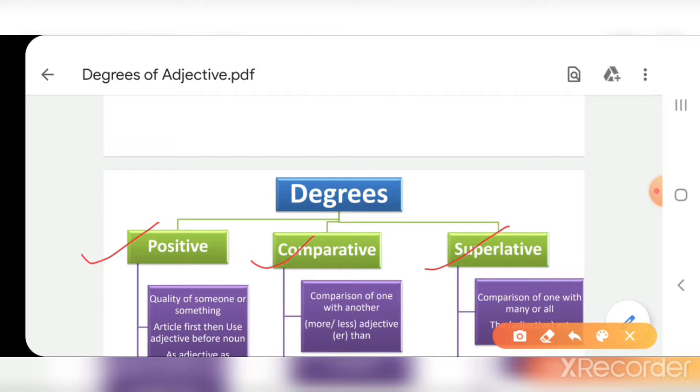In positive degree, we talk about one person. In comparative, there are two persons and it is comparison as the name suggests. And in superlative degree, we talk about more than two persons.